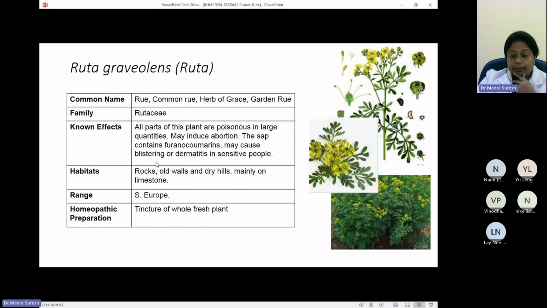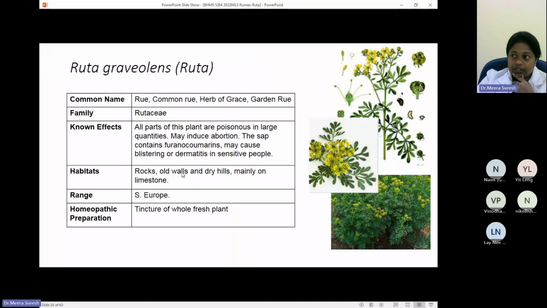And also, the sap in sensitive people can cause blistering or dermatitis. And when we hear this, it is much similar to the effect of Rhus tox also. Even Rhus tox, if the person comes into contact with it, he is also going to have some skin symptoms, and mostly it will be vesicular in nature. So here also some blistering and dermatitis can happen.